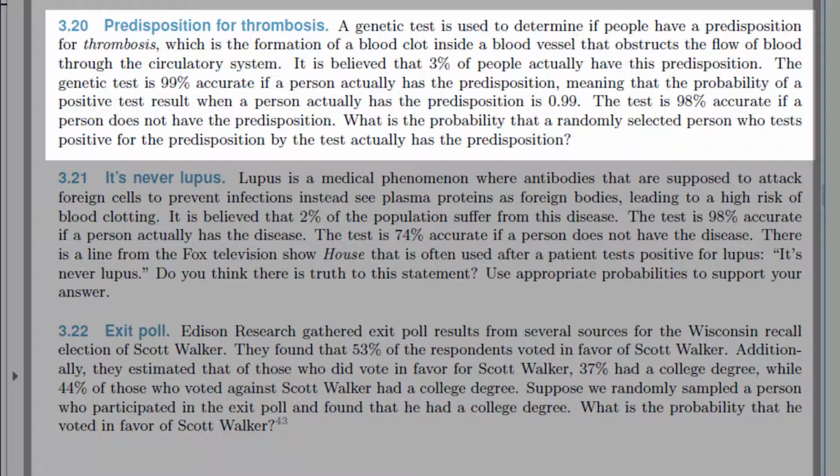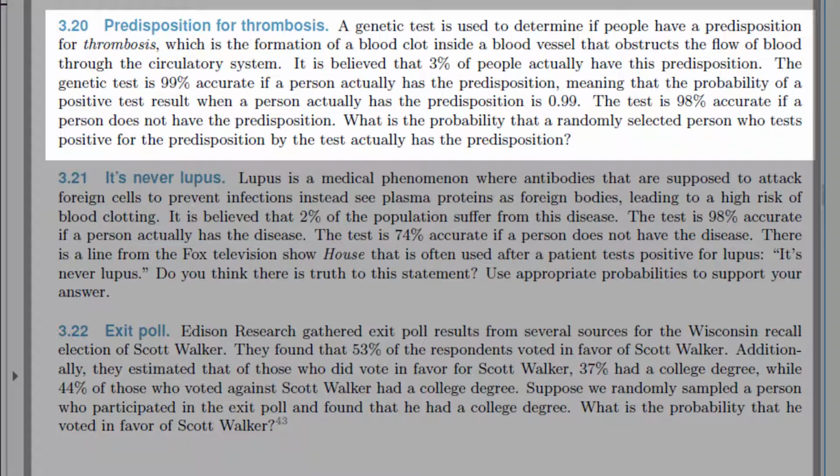A genetic test is used to determine if people have a predisposition for thrombosis, which is the formation of a blood clot inside a blood vessel that obstructs the flow of blood through the circulatory system. Doesn't sound good. It is believed that 3% of people actually have this predisposition.